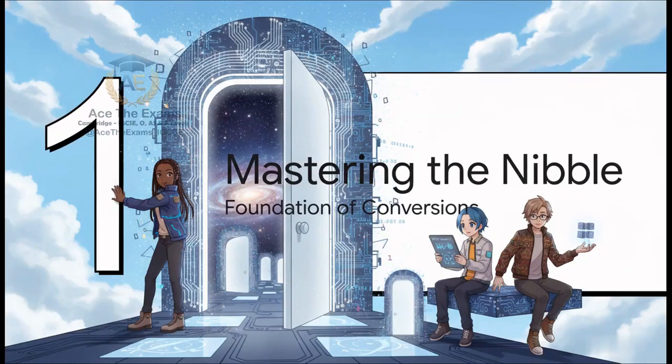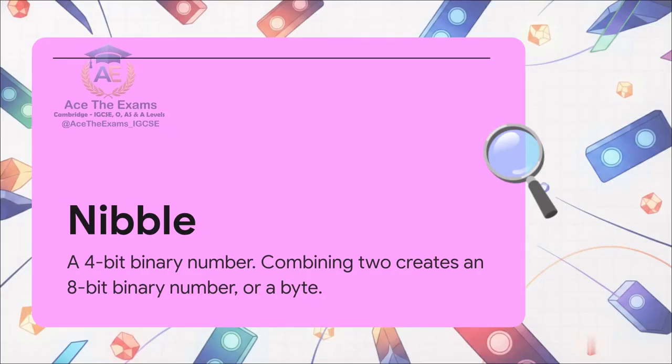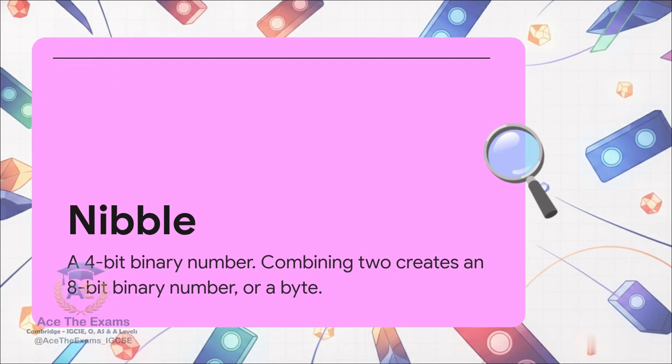Section 1. Mastering the Nibble table, the foundation of conversions. Let's get right into it. All right, let's lock in this definition with total precision. A nibble is simply a 4-bit binary number. That's literally it. Just 4 zeros or ones. Now, when you take 2 of these 4-bit nibbles and snap them together side by side, you create an 8-bit binary number, which, as you probably already know, is called a byte.